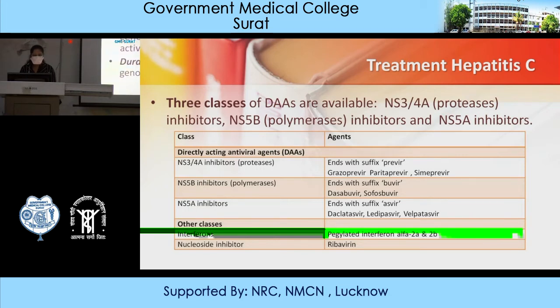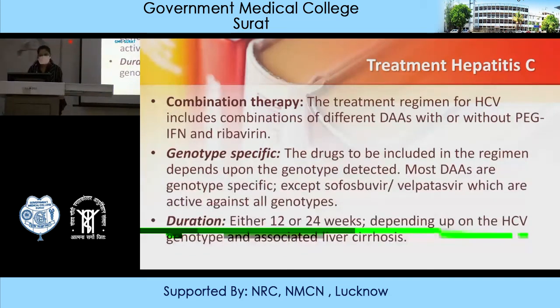Now combination therapy: the treatment regimen for HCV includes a combination of different direct acting drugs with or without interferon and ribavirin. It is genotype specific. The drugs to be included in the regimen depend upon the genotype detected, and duration is either 12 to 24 weeks depending upon the HCV genotype and associated liver cirrhosis.